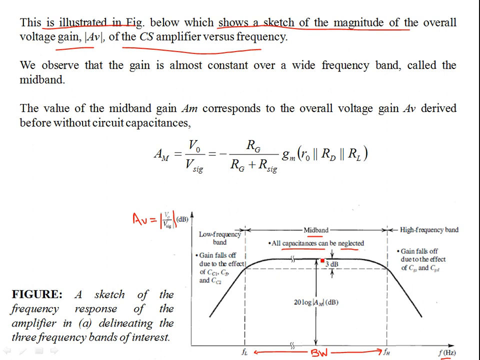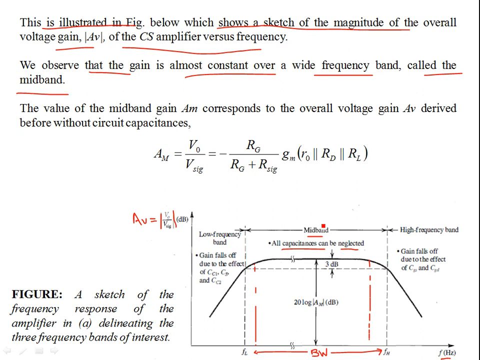So this is the gain which is to be targeted for certain applications like audio applications. The range of frequencies should be such that it falls in the midband gain within 3 dB, for example, where you have a constant gain which is not dependent on the frequency. Otherwise the capacitive effects take over and they can reduce your gain, which is not intended. So we observe that the gain is almost constant over a wide frequency band.